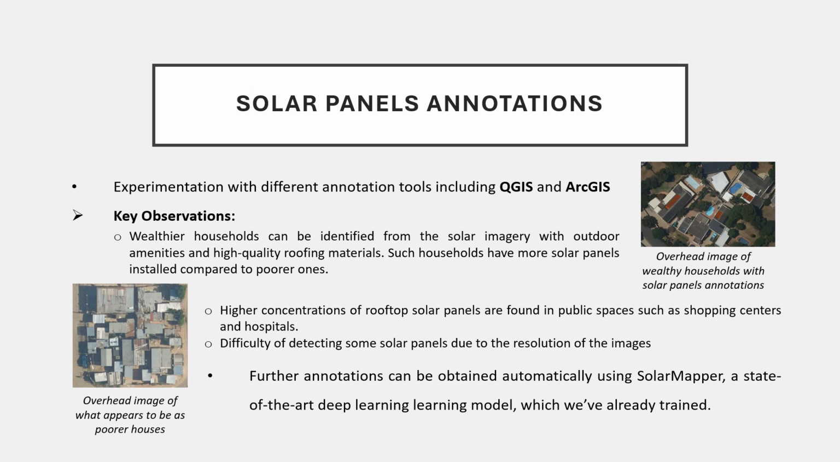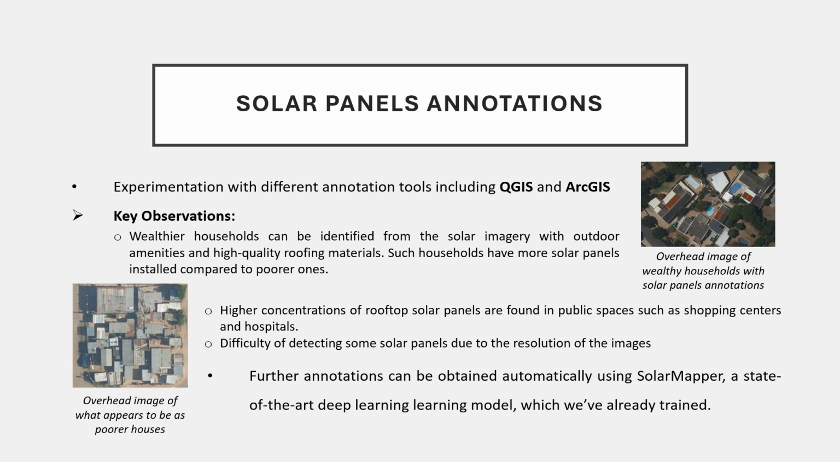We also found that a higher concentration of rooftop solar panels is found in public spaces such as shopping centers and hospitals, and these spaces are generally located near neighborhoods and communities that have few to no solar panels. In our study, this means poorer communities. We also faced issues due to the resolution of the images and visual observation, as some solar arrays are not easily detectable, especially on darker rooftops.